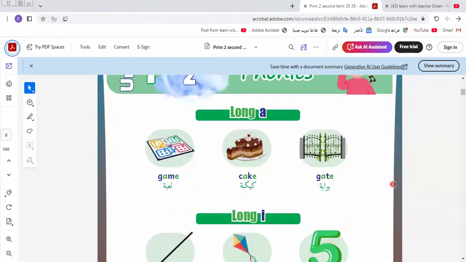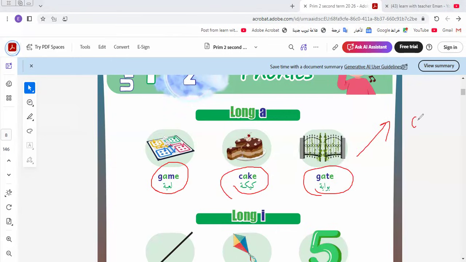Here is the phonics, the second lesson. It is about phonics, the long vowels A and I. Let's learn it together. Here we say game, we say cake, we say gate. These are called long vowel A. Let's go to the long vowel I.